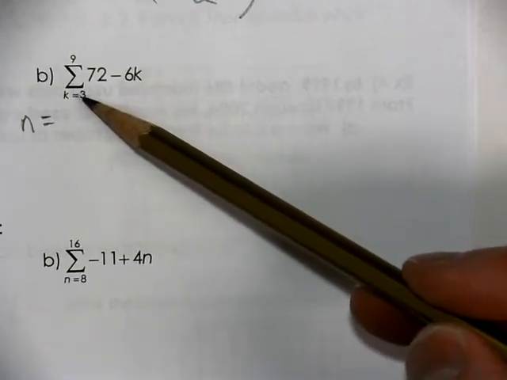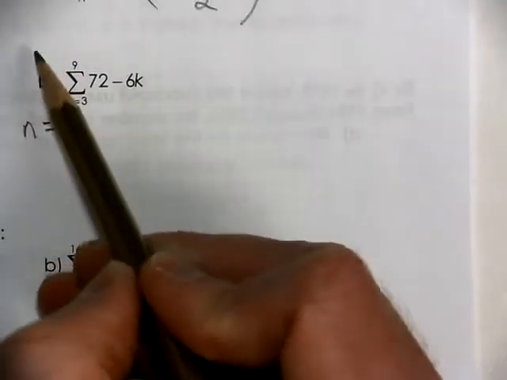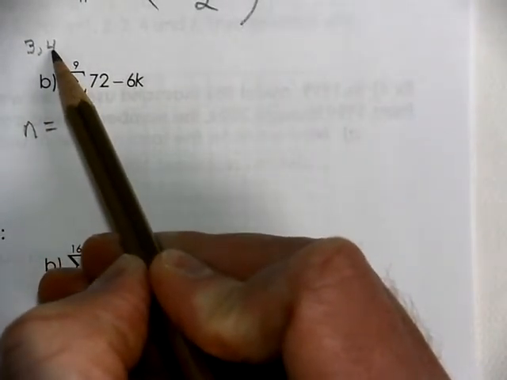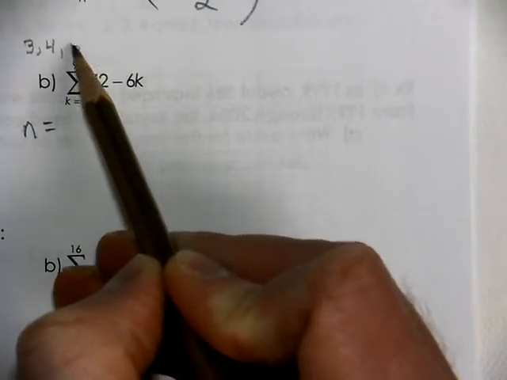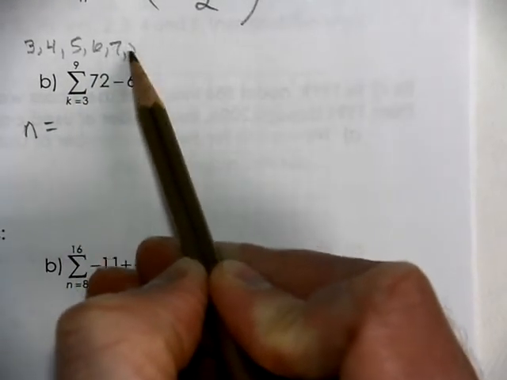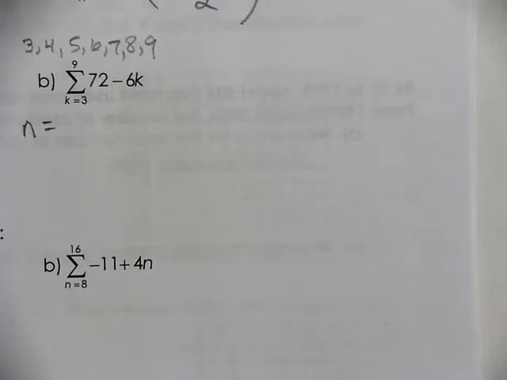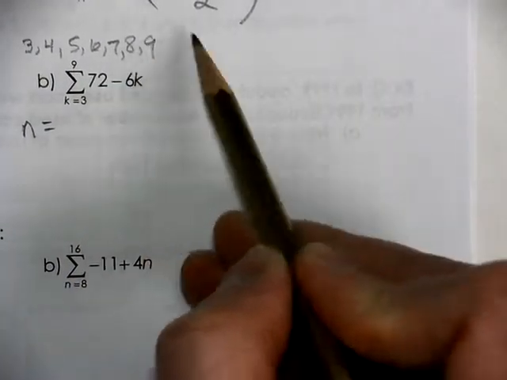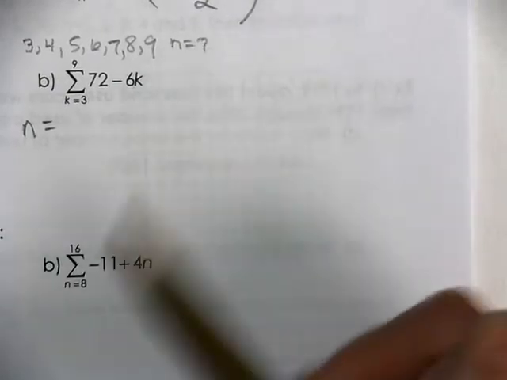Notice that we're starting with 3. So you need to plug in a 3 to get your first number. Then you need to plug in a 4 to get your second number. And a 5, 6, 7, 8, and 9 to get your last number. So that means 1, 2, 3, 4, 5, 6, 7. N is going to be 7.